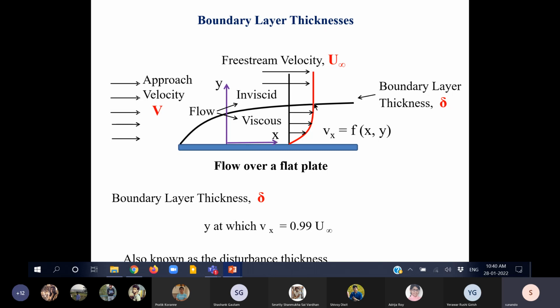When we reach the so-called edge of the boundary layer, we say that Vx is going to be equal to u infinity. But we were silent about Vy. What is your impression? What is your idea about the value of Vy at the edge of the boundary layer, where Vx is equal to u infinity? What do you think? Is it equal to 0?